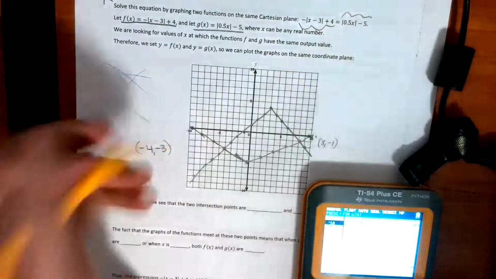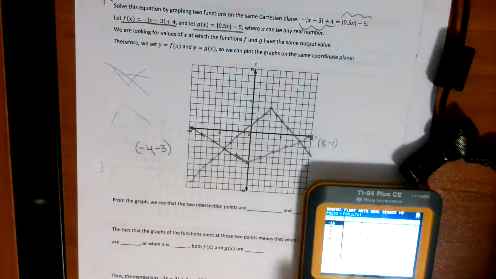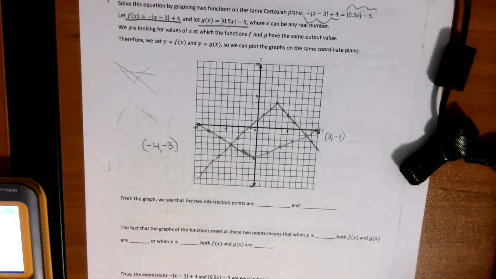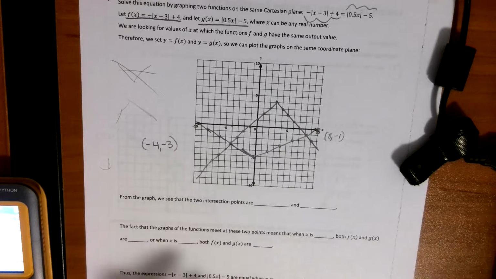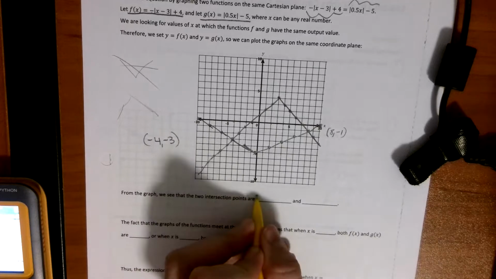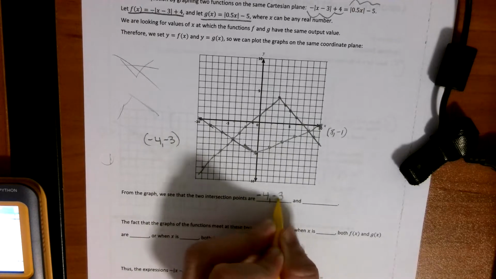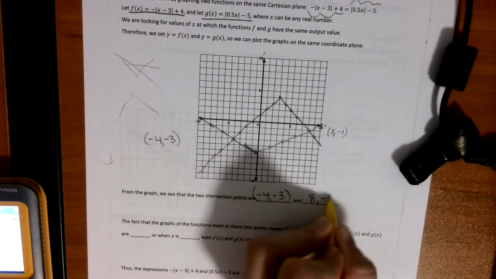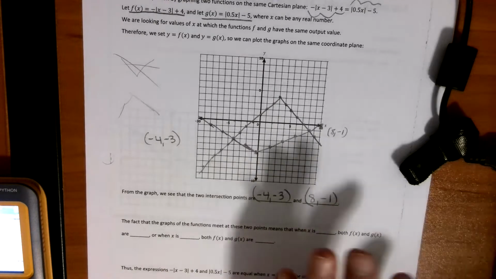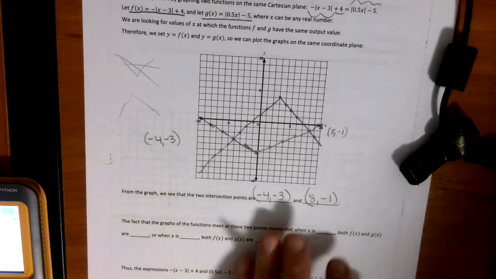And then they want your meeting points. Okay, so we drew that. That's our meeting point. So from the graph, we see that there are two intersections. There's negative 4, negative 3, and then there's 8, negative 1. So those are the first things that we fill in there.